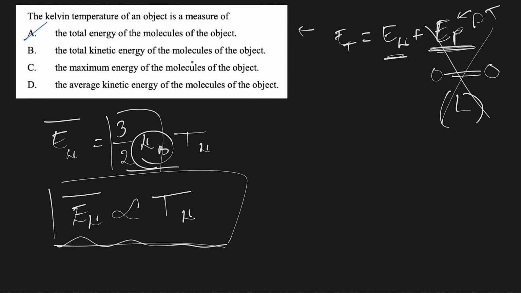The total kinetic energy of the molecules of the object. Now this seems promising, but we need to keep in mind we're looking at the average here through the formula booklet. So this can't be true. It can't be total. The maximum energy of the molecules: well, for the maximum energy, we would also be using the potential energy, wouldn't we? So that can't be the case. So the average kinetic energy of the molecules of the object, well, of course, that's what it measures. The temperature measures the average kinetic energy of the molecules of the object, and must be D. So D is the correct answer.